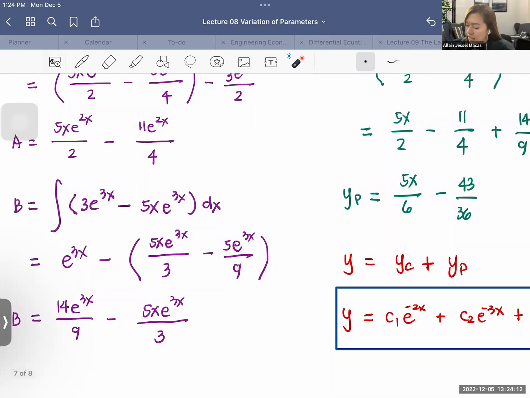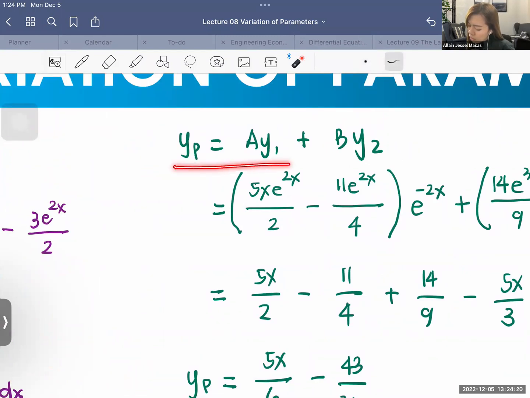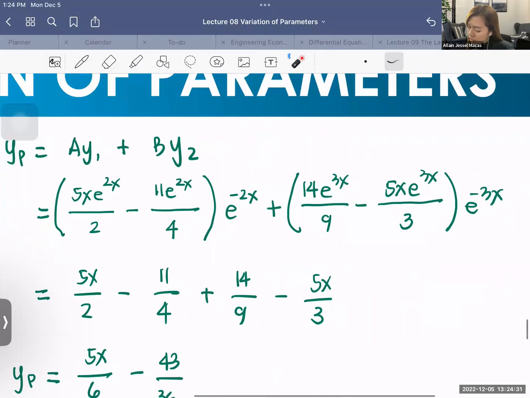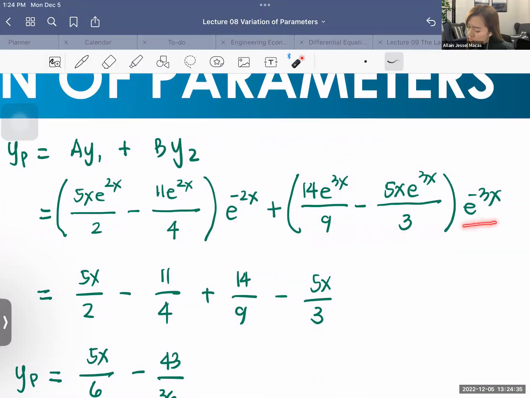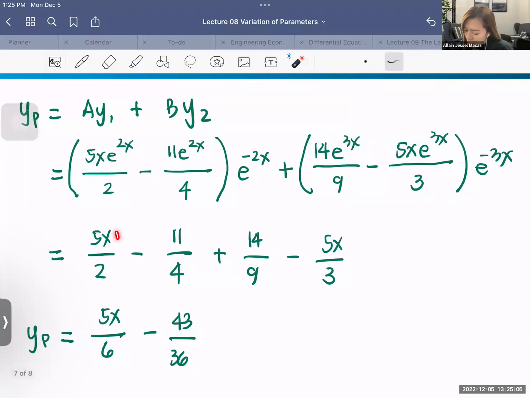After getting A and B, remember that we set our YP as A Y1 plus B Y2, class. So the A that we get, which is this one, we multiply to Y1. And then our B, we multiply to Y2. Please tell me if you didn't follow. If we distribute this value, e to the 2x, inside, what will happen? It cancels, because the exponent 2x plus negative 2x gives e to the 0, which becomes 1. So that becomes 5x over 2, and next is 11/4.